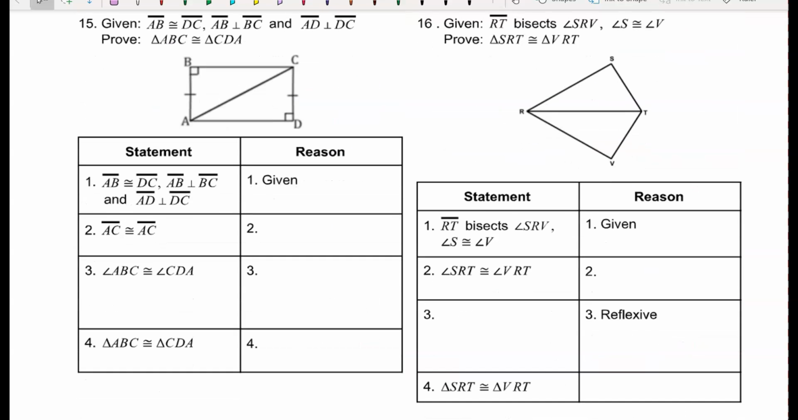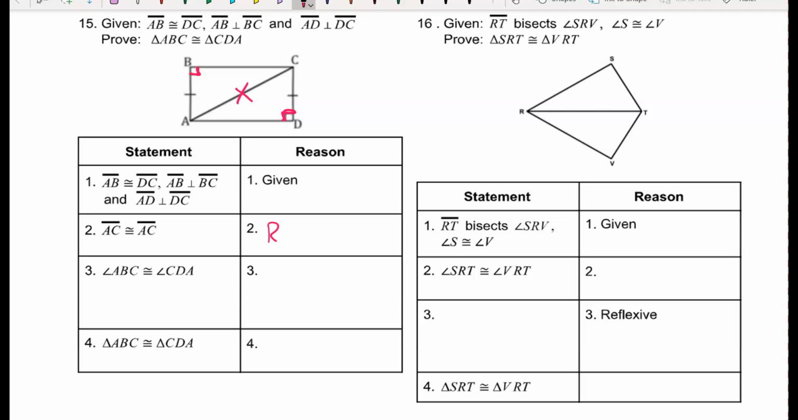Number 15. AB is congruent to DC, segment AB is perpendicular to BC, and segment AD is perpendicular to segment DC. Remember, the perpendicular lines form congruent right angles, so I already marked those right angles for you there to help you out. Now, the first statement I need to worry about for this fill-in proof, AC is congruent to AC. That's because they share that side, these two triangles, in common.